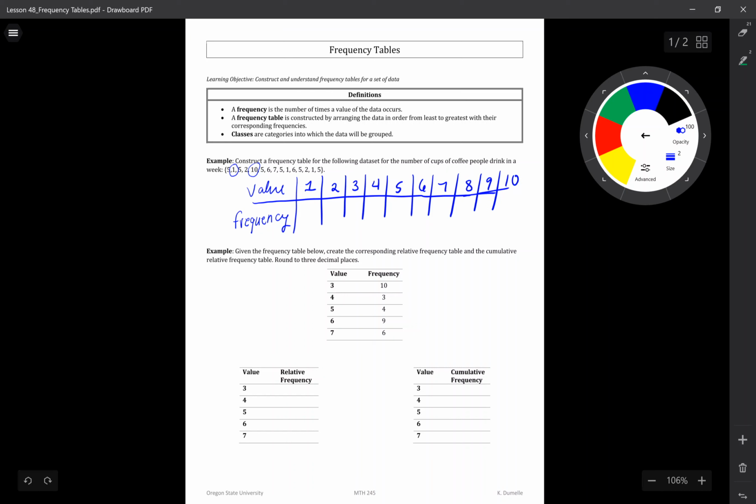And then for frequency, we need to go through the data set and count how many times we have each of these values. So if I go through the data set and I look at how many ones I have, how many people drink 1 cup of coffee, I have 1, 2, 3. So right here, this pair says that 3 people drink 1 cup of coffee.